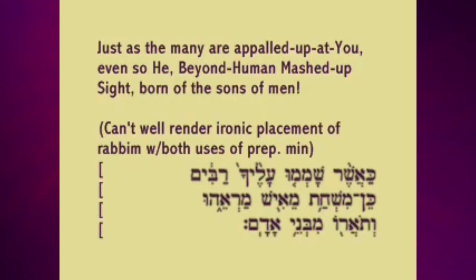Ken mishchat meish marehu. That's 8. And that's happening to his humanity. Alright? Kasher shamu aleka rabim. Well, they're looking up at him, but you'd be looking up to God anyway. So that's 9. Watoaro mib'eni adam. Trinity's will with respect to him is that he become the Son of Man. Again, Daniel 7:13. Can Isaiah make it clearer than this? I don't know how.